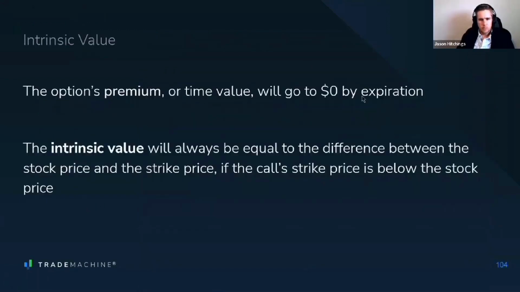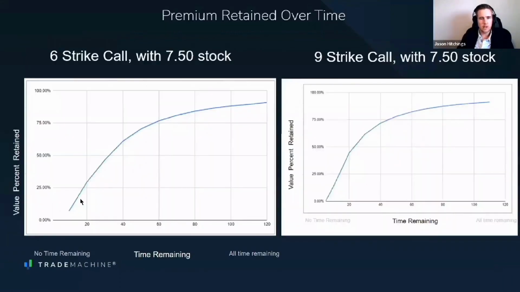So the premium will go to zero by expiration. The intrinsic value will remain in there as long as the stock is at the same level. So if you can buy the stock at less than the current value, if the strike is below the stock price, that intrinsic value will stay in the option. It's not affected by time.